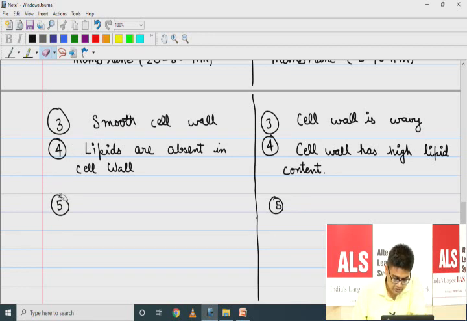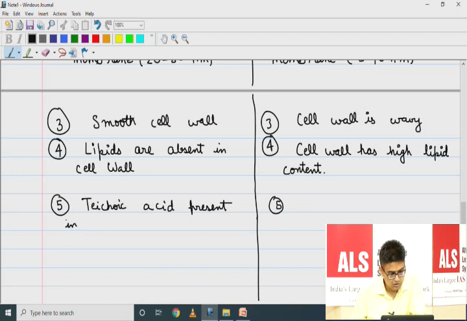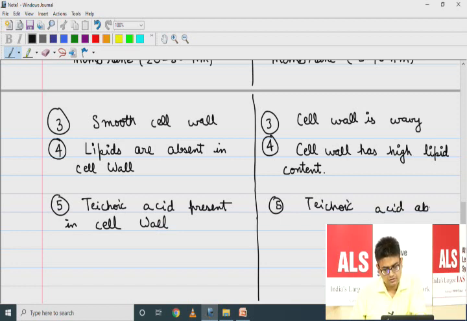You can say teichoic acid is present in the cell wall of gram-positive bacteria. Teichoic acid is absent in the cell wall of gram-negative bacteria. It's a type of carboxylic acid. So this is about it. There is an outer membrane in gram-negative bacteria, and in gram-positive bacteria, the outer membrane is absent. There are some other things also. Porins are present.